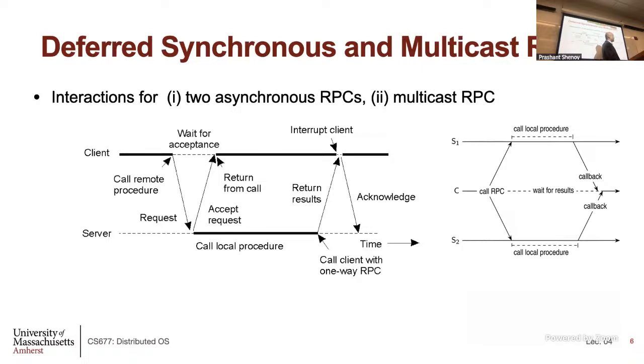And this is our multicast RPC, where there are two servers, S1 and S2. The client makes a single RPC request. It's sent to two processes. Both of them are going to execute that RPC call and send back a reply. This one, as you see, is actually shown as a synchronous blocking multicast RPC. Multicast essentially means you're sending that to multiple recipients.